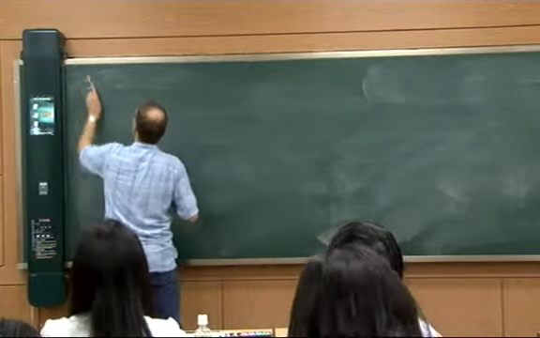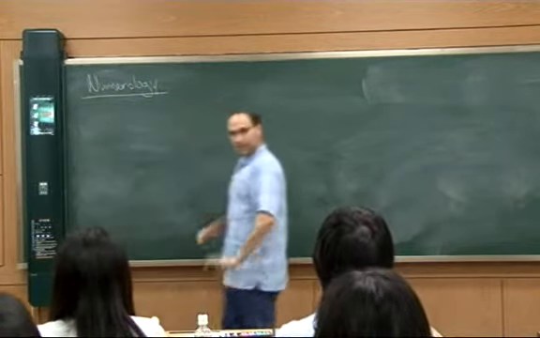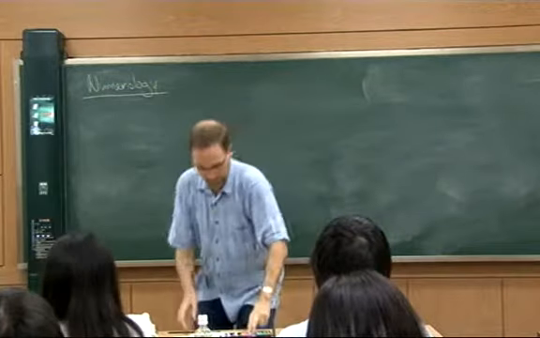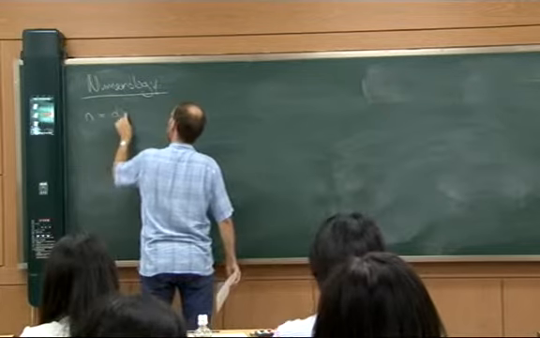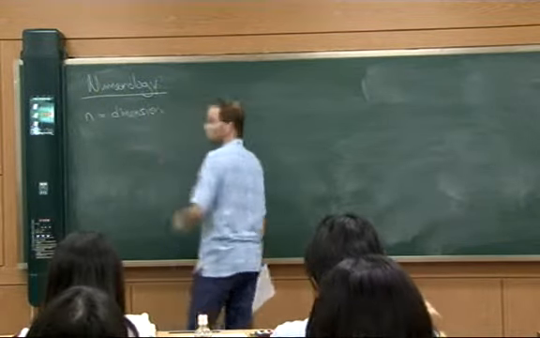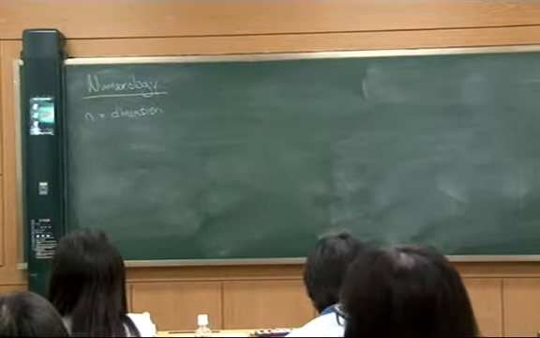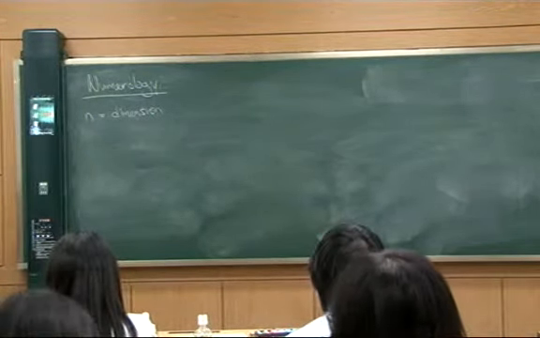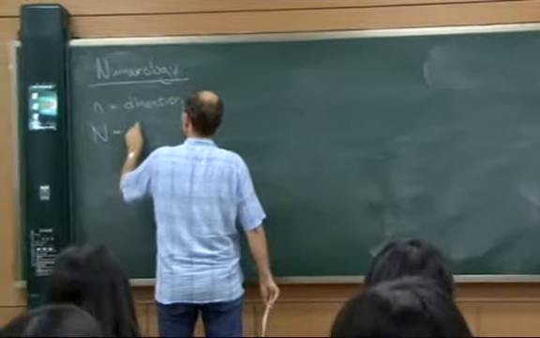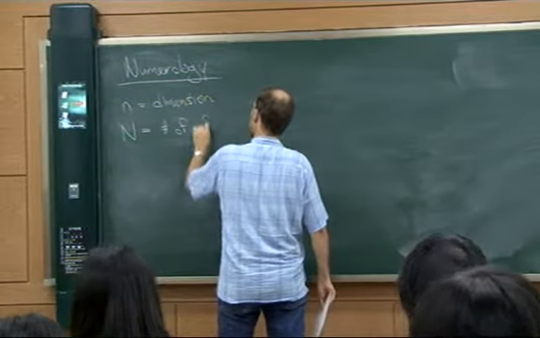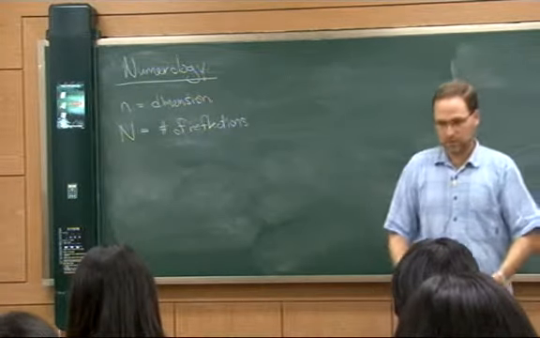Okay? So let's just call this numerology. Okay? All kinds of number patterns. There's number patterns for these things. So let me give you a couple of numbers. So first off, little n, you've been seeing a lot. This is just the dimension. Right? And so like E8, 8 is the dimension. We're talking about an 8-dimensional reflection group. Okay? Capital N is the number of reflections.